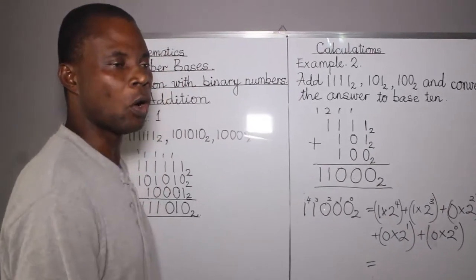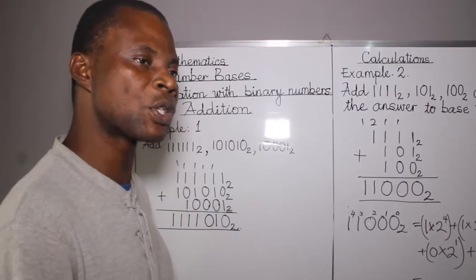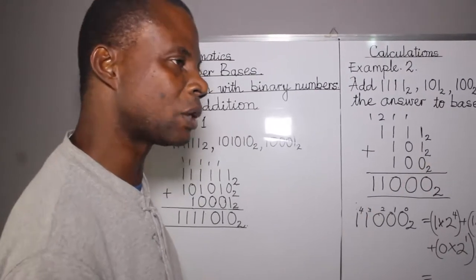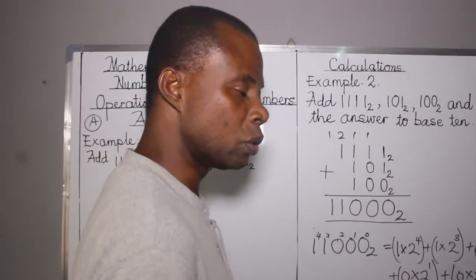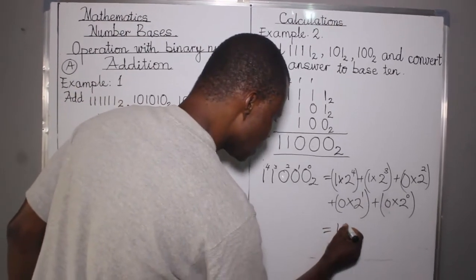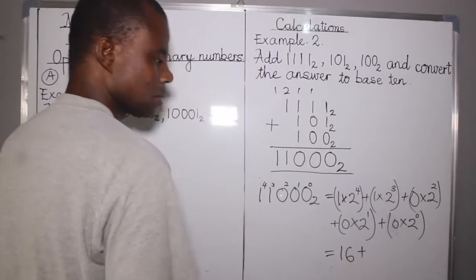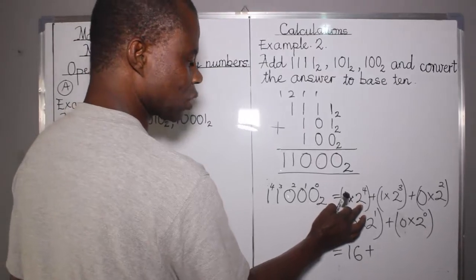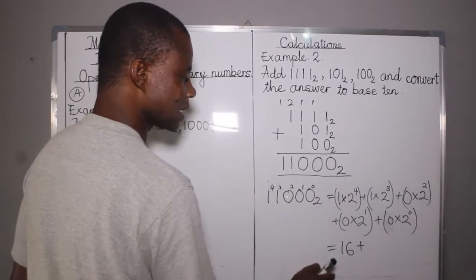2 to the power of 4 is not 2 times 4, but 2 times 2 times 2 times 2. And 2 times 2 is 4. 4 times 2, that's 8. 8 times 2, 16. Because we are multiplying it by 1, it's going to give us 16.